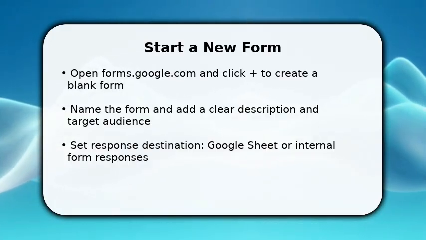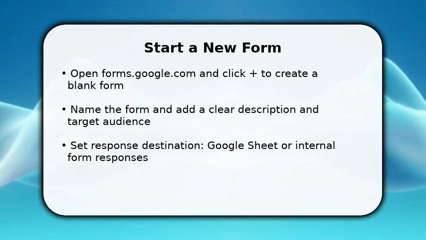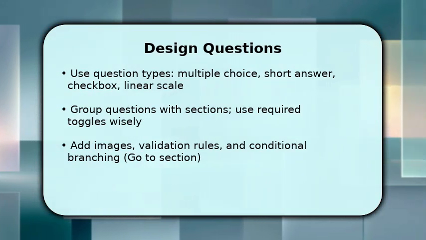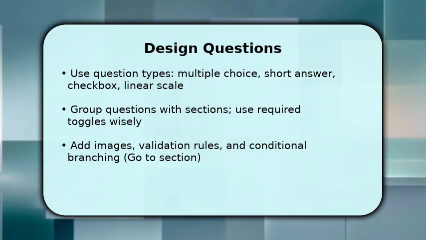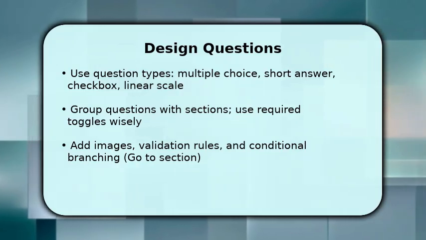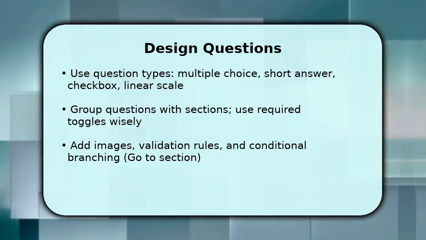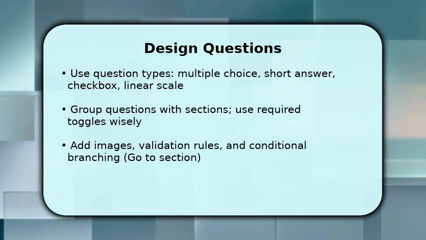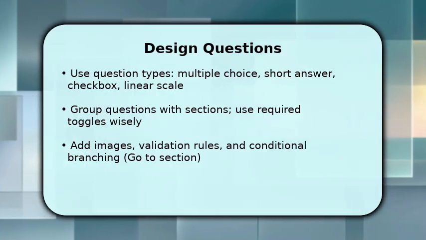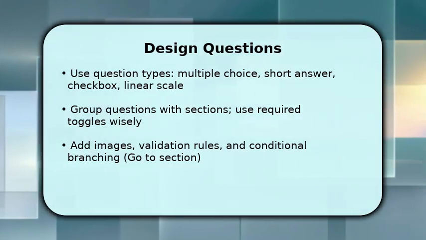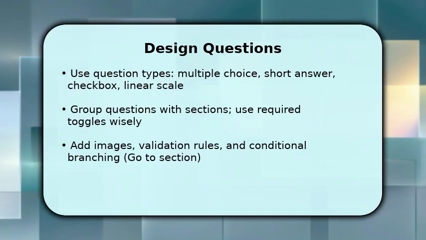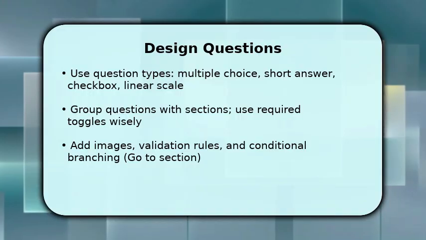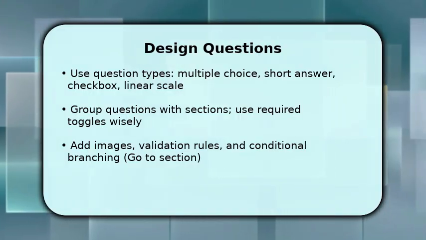Now you build the survey body. Add questions using the appropriate type for each data point, multiple choice for categories, linear scale for satisfaction. Once done, group related items into sections to reduce fatigue and enable conditional branching. Make questions required only when essential, and apply response validation for formats like emails or numbers. Also include images or short instructions where clarity matters, because small cues increase completion rates and data quality.